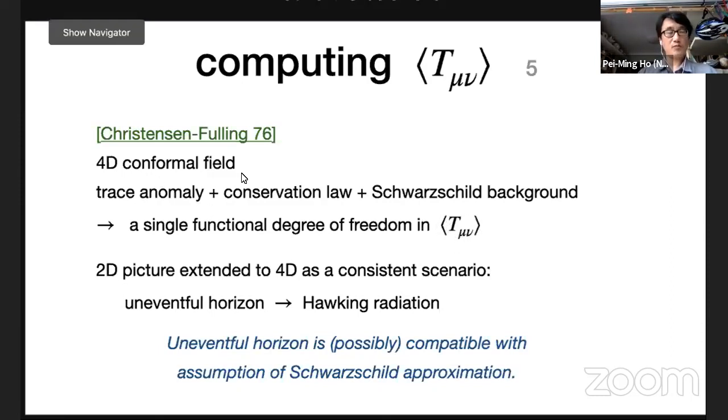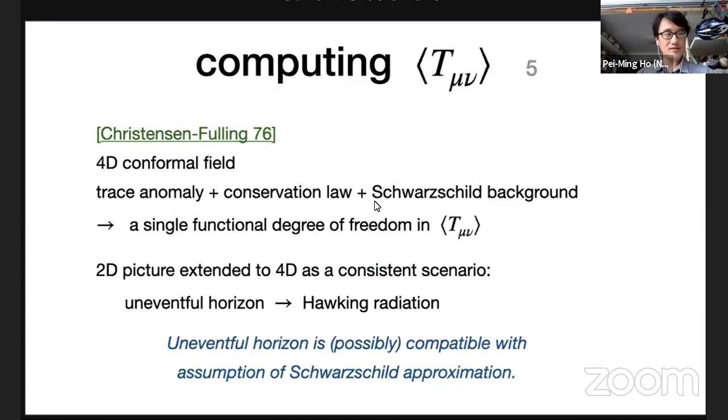If you consider a conformal field, just as an example, you would have trace anomaly, you would have conservation law, as before in 2D, but then you have an additional component in the energy momentum tensor. You have spherical symmetry, so you have only one additional component, but still that component is not determined easily. So you have to actually quantize the scalar field in a curved background, and this computation is very hard. So later on, there are a lot of works trying to compute that in the Schwarzschild background.